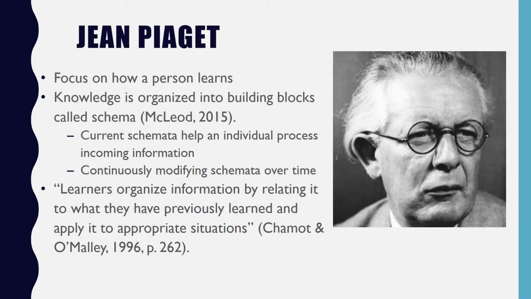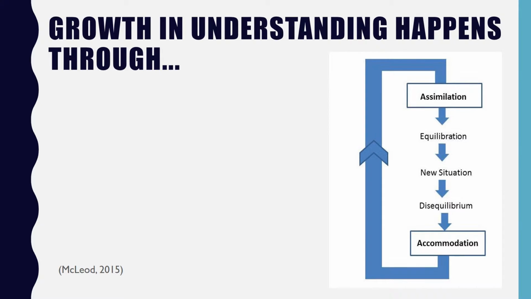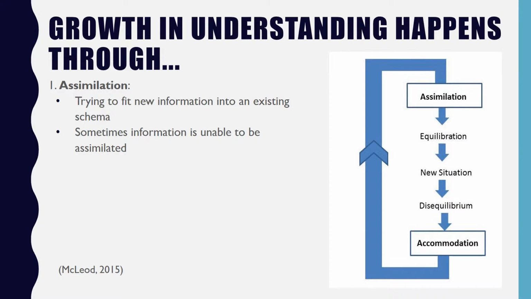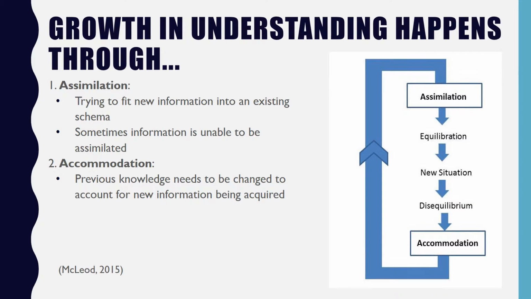It is said that learners organize information by relating it to what they have previously learned and apply it to appropriate situations. Piaget also focused on the growth of a knowledge base through modifying current schemata that an individual has. The first step in taking in new information is all about assimilation. This process requires the individual, as they take in the new information, to try and fit it into an already existing knowledge base. Sometimes this isn't the case, though, with new information, and the schemata have to be reworked in order to find understanding.